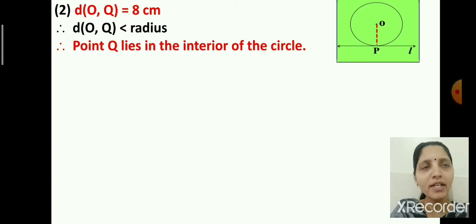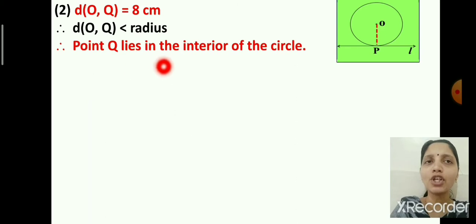Now we know that if any point has a distance less than the radius of the circle, then that point will be in the interior of the circle. And if the distance between the point and the center is more than the radius, then that point will be in the exterior of the circle. So here the distance between center and point Q is less than radius, so point Q is in the interior of the circle.